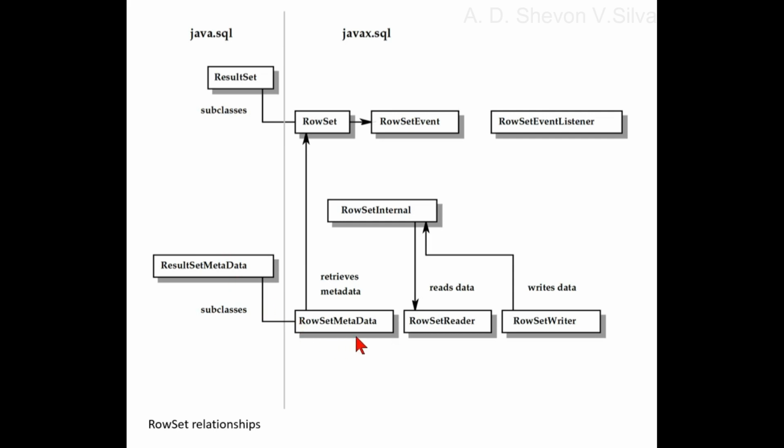Interface with methods for setting the values in a RowSetMetaData object. When a RowSetReader object reads data into a RowSet object, it creates a RowSetMetaData object and initializes it using the methods in the RowSetMetaData interface. Then the reader passes the metadata object to the RowSet.